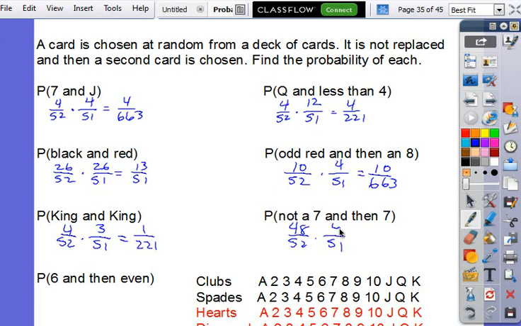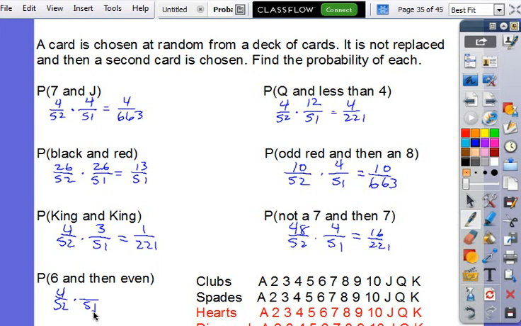All right, what we got? What's my number? 16 over 221. And then the last one down here, 6, and then an even. How many 6s do I have? 4 out of 52. And then even, how many even numbers do I have? 1, 2, 3, 4, 5.